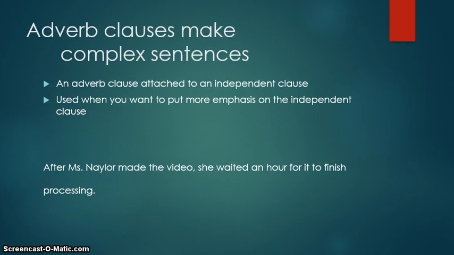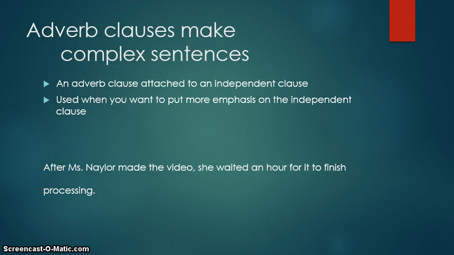So we use adverb clauses to make complex sentences. All that takes is taking an adverb clause and attaching it to an independent clause. And we use them when we want to put more emphasis on the independent clause. So, for instance, after Miss Naylor makes the video, she waited an hour to finish processing. So, I have my subordinate conjunction at the beginning here, then I have my independent clause, and when I put them together, it makes an adverb clause, right? So subordinate conjunction, independent clause, put them together, you get an adverb clause. And then I have another independent clause. She waited an hour for it to finish processing.